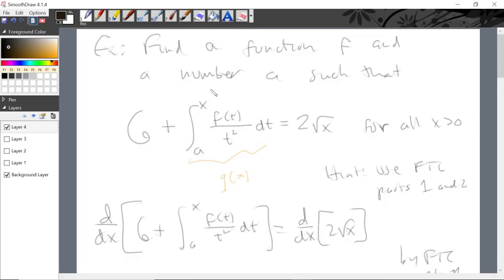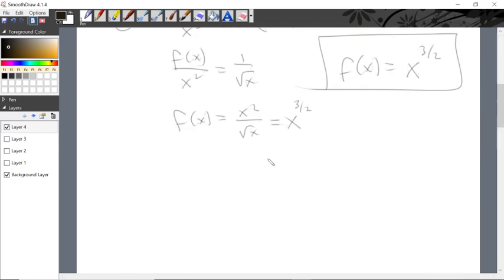Now we need to find the number a such that this equation is true. So let's rewrite this equation with our particular function f of x, but we're going to write it as f of t. If f of x is equal to x to the 3/2, then f of t would be t to the 3/2. It's the same function, and if we change the input variable, it doesn't change what the function actually does.